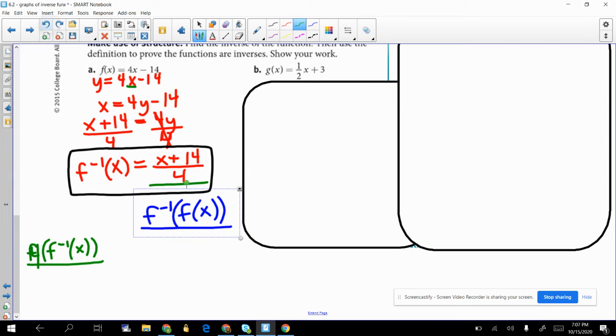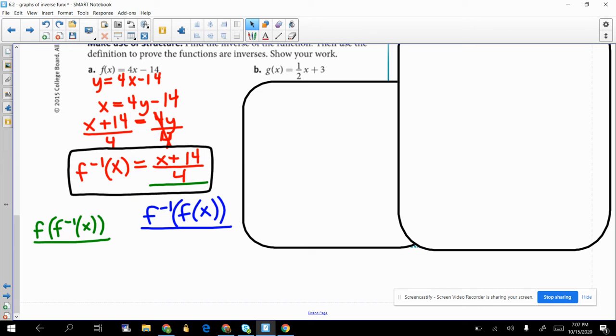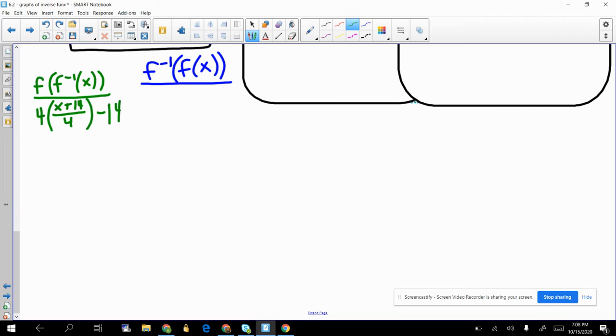Let's see if I can move that up. There we go. Okay, let's try that again. 4 times this whole thing. Okay, so instead of this x, we're plugging in x plus 14 over 4. And then it ends with a minus 14. Okay, so I plugged my whole f inverse in.